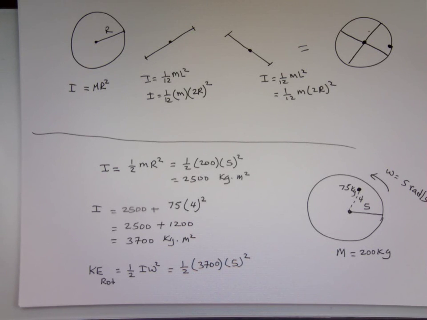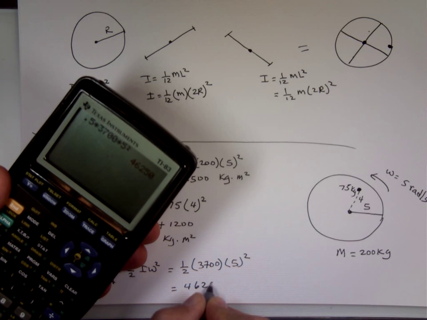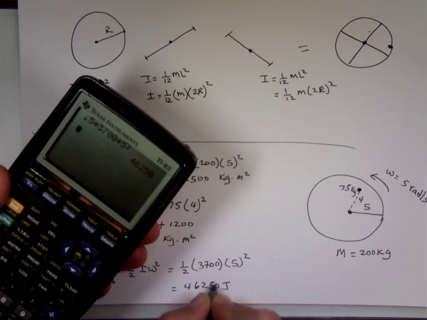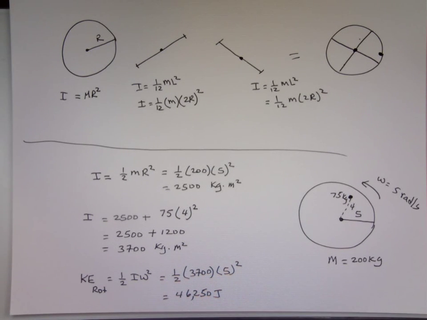And that's 46,250 joules. It's energy, still in joules. 46,250 joules. That's the kinetic energy due to rotation. Do you feel that? Yes.